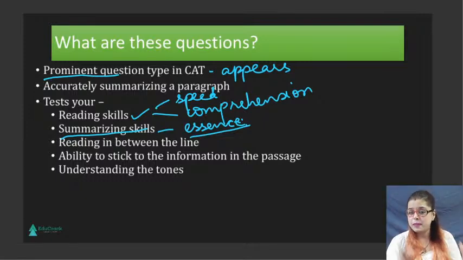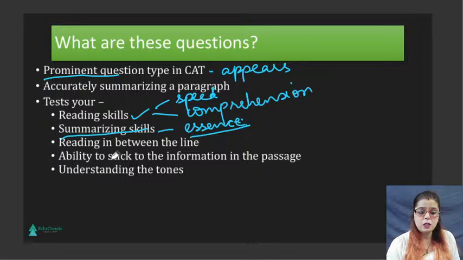What do you mean by the essence? Essence of the passage basically means that they want you to look at what is the core idea that they want to convey in the passage. They want to check whether you're able to read between the lines or not. What is reading between the lines? Some things are mentioned very clearly and some things are supposed to be understood. So reading between the lines means what is to be understood.